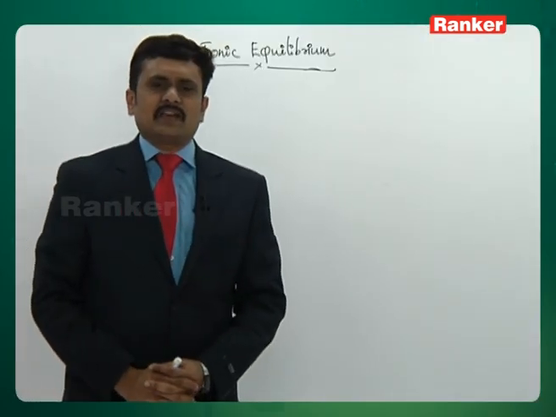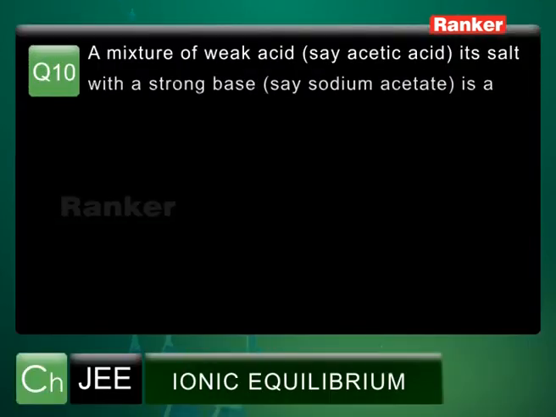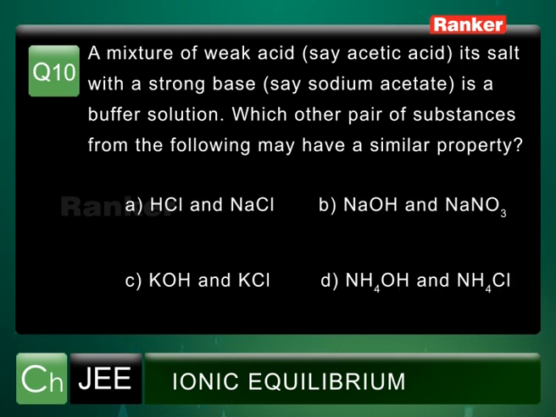A mixture of a weak acid and its salt with a strong base is a buffer solution. Which other pair of substances from the following may have similar properties? So an acidic buffer is a mixture of the aqueous solutions of a weak acid and its salt with a strong base. Let's pick the options now. We have HCl and NaCl. We know that HCl is ruled out because it's a strong acid.